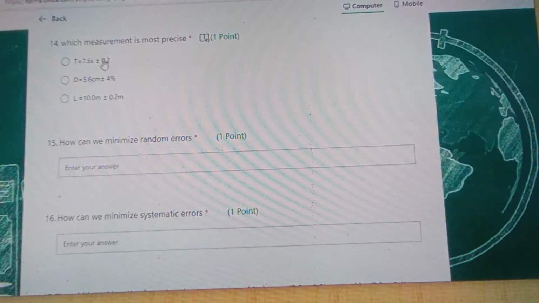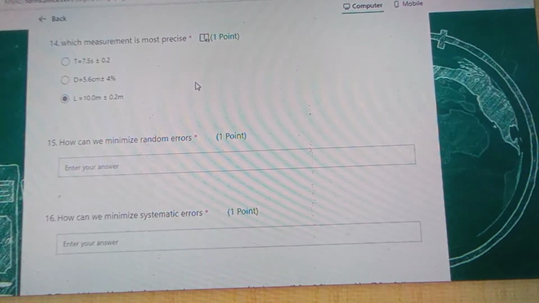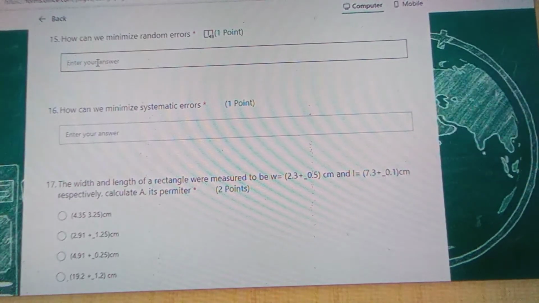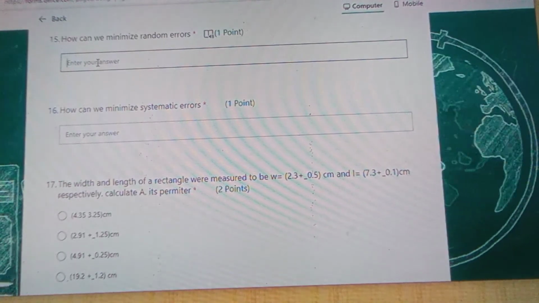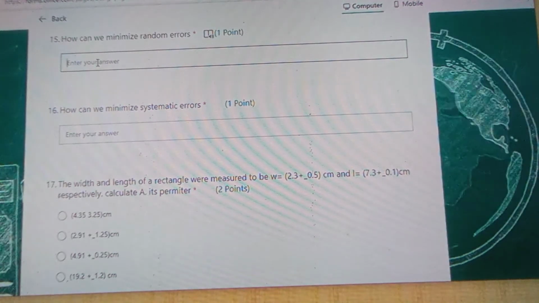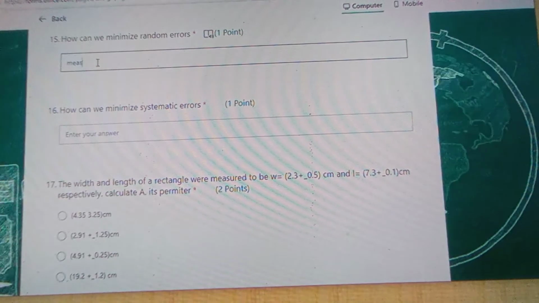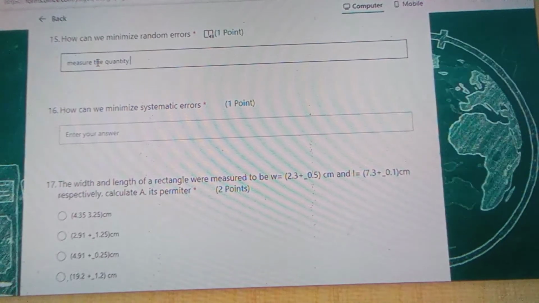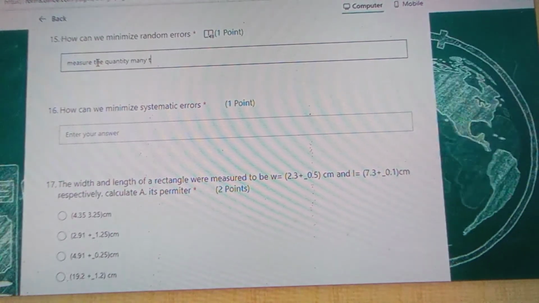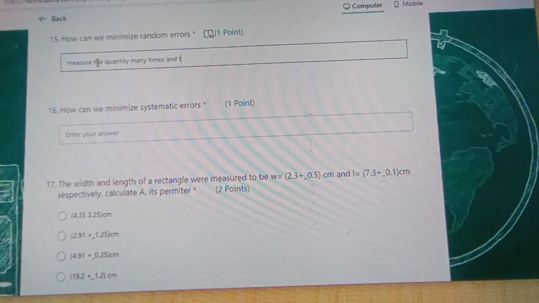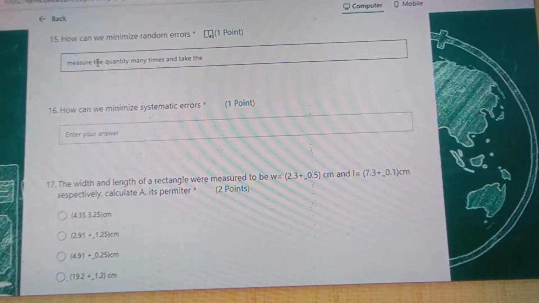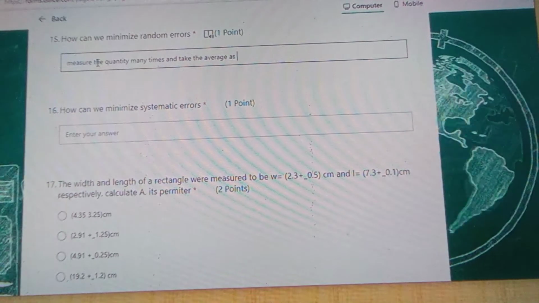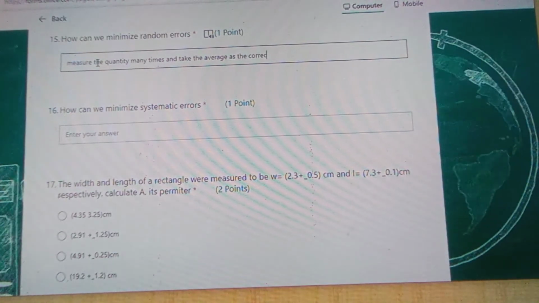Which measurement is most precise? We don't know, but we can choose. How can we minimize random errors? Please remember to use small letters. You can say random errors. To minimize them, we measure the quantity many times and take the average as the correct reading.